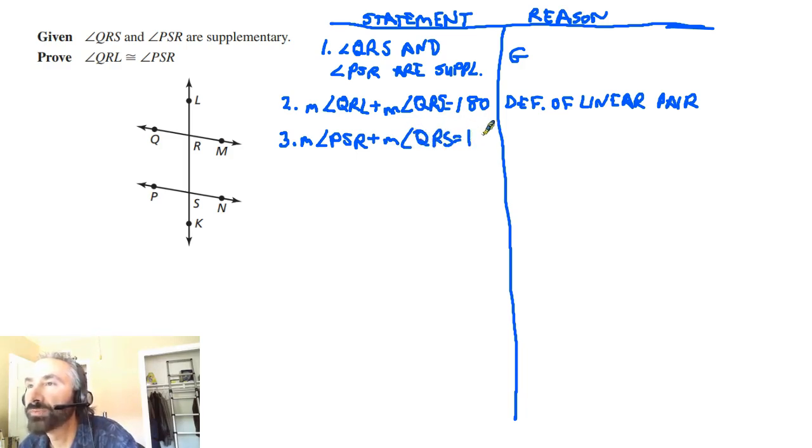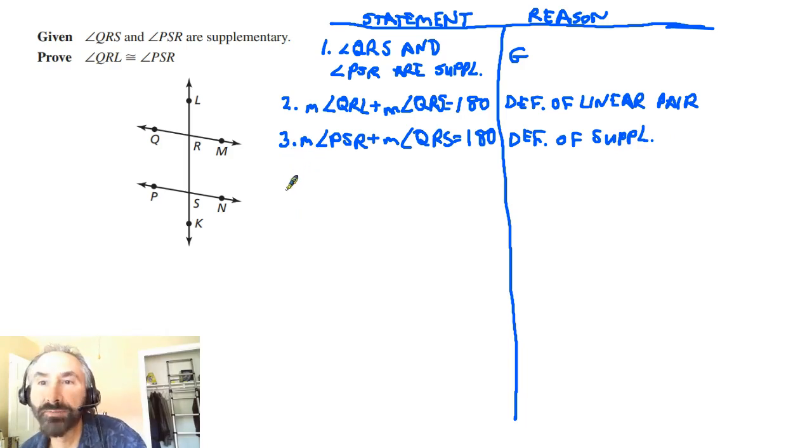When you add those, they should be equal to 180. Why is that? Well, it's because we said QRS and PSR are supplementary. Boom. So, definition of supplementary. I told you guys this would have a lot of interesting twists and turns. So far, pretty good in my estimation. Next. What can we do next?